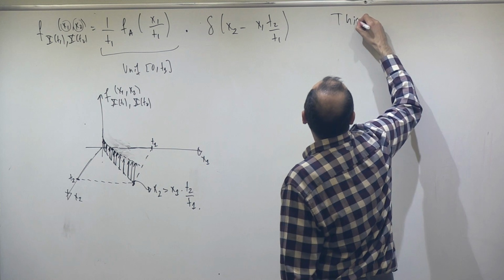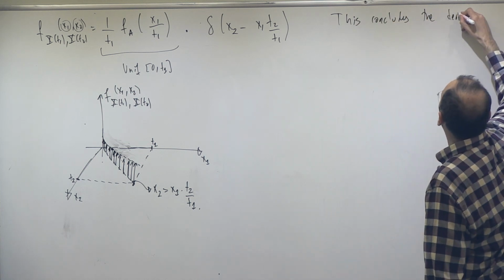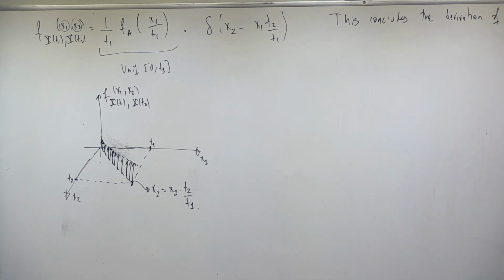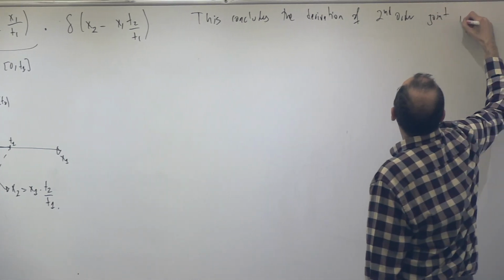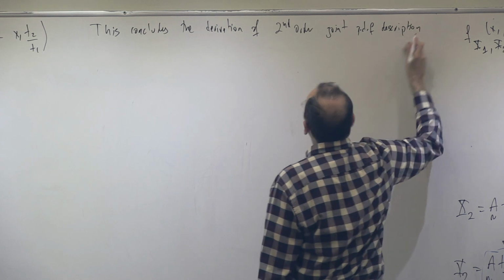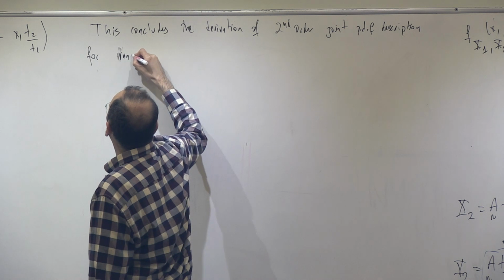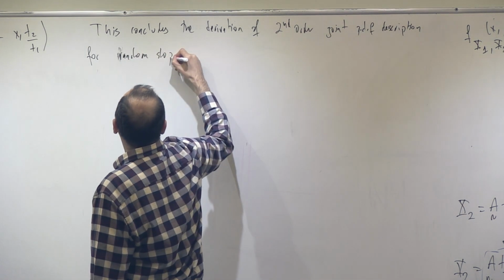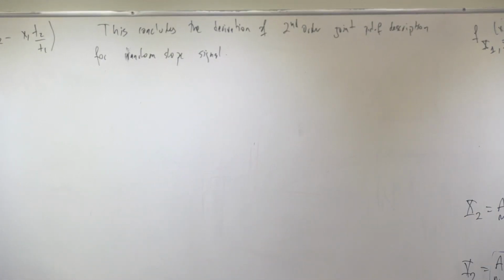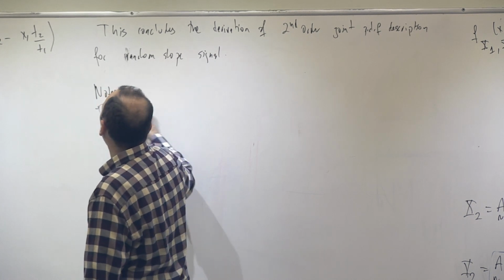So this concludes the derivation of the second order joint p.d.f description for, let's say, the random slope signal. Okay. So let me write some notes. This is the end of this example.